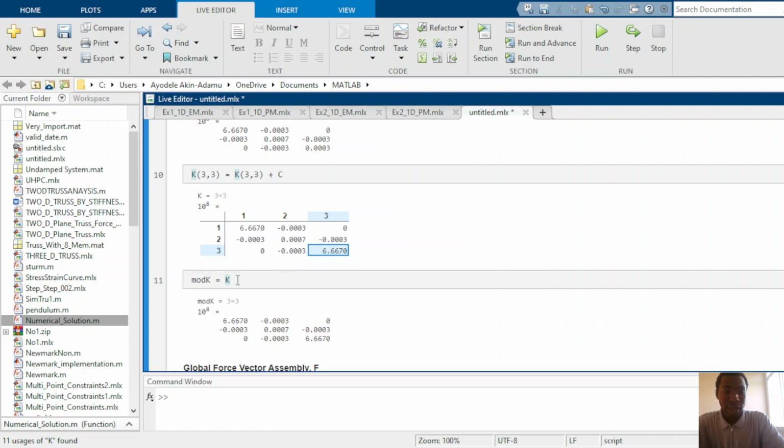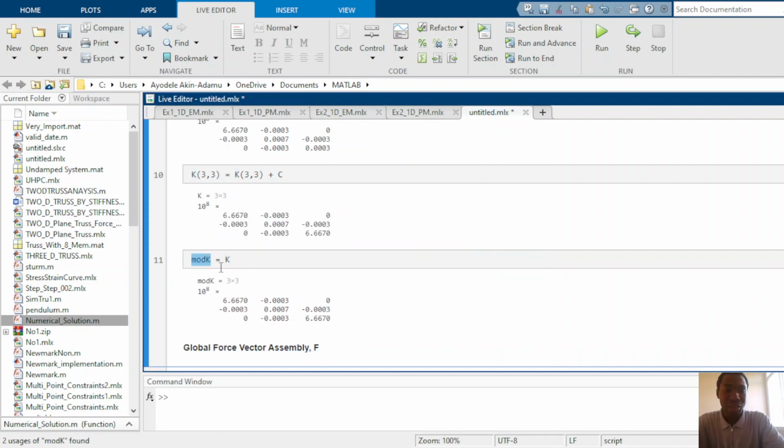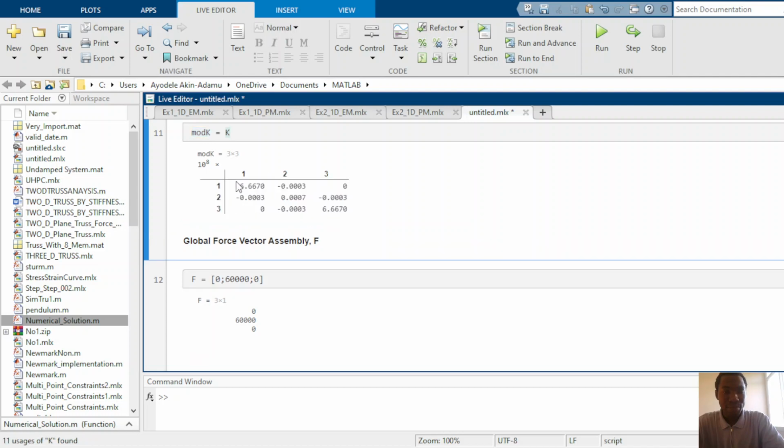Here I redefine this as my modified matrix. So I say let mod K equals K. Here mod K is my modified matrix. I just want to give it a significant name. So now I'll be dealing with mod K. Mod K is my modified global stiffness matrix, which is given by this, multiplied by 10 raised to power 8.